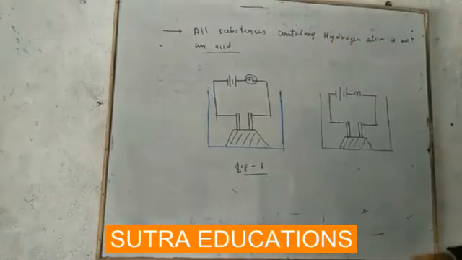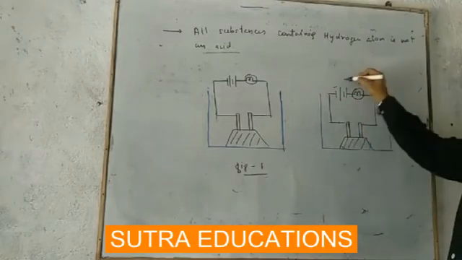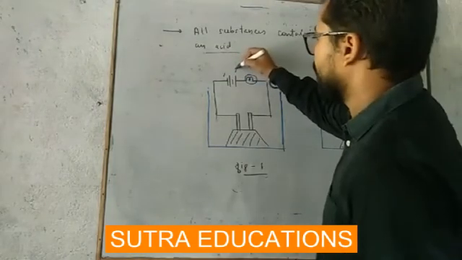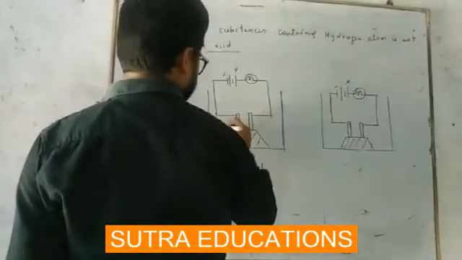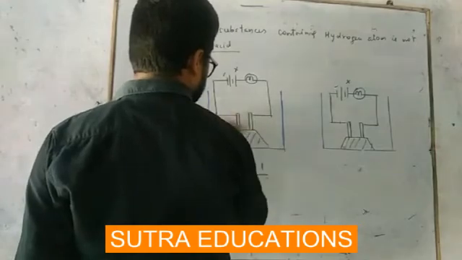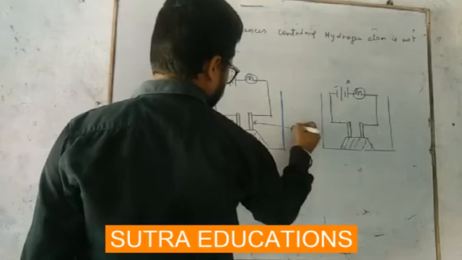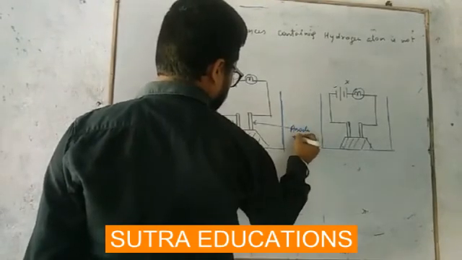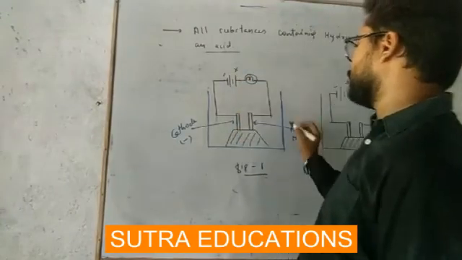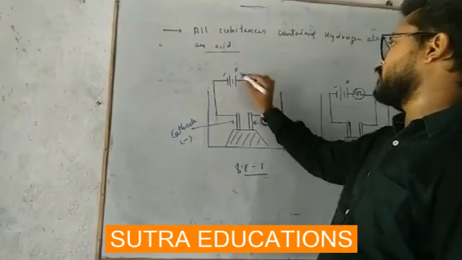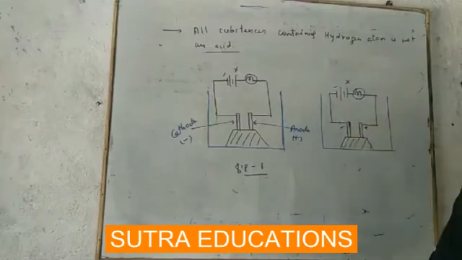Okay, the bulb is connected. Say this is the negative terminal, positive terminal, negative terminal, positive terminal. Say this one is the cathode and this is the anode. So we know anode is positive, cathode is negative. Negative is connected with negative, positive is connected with positive.